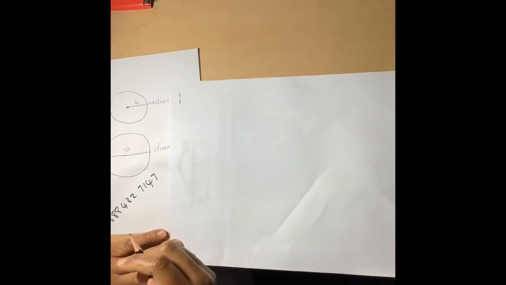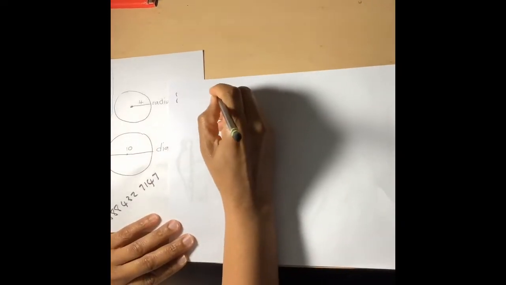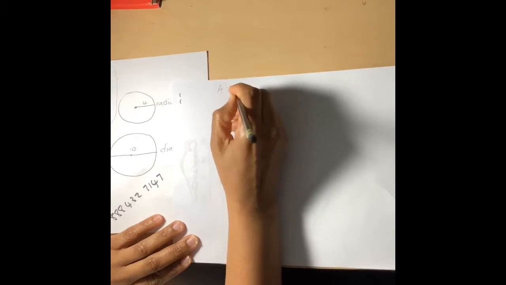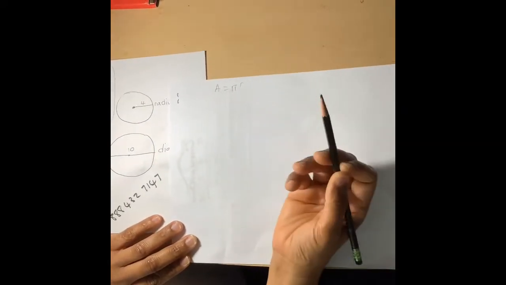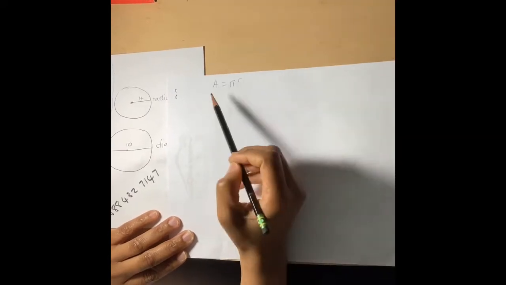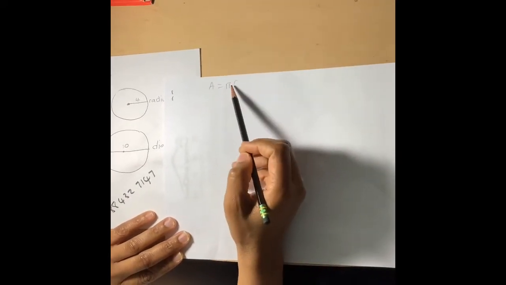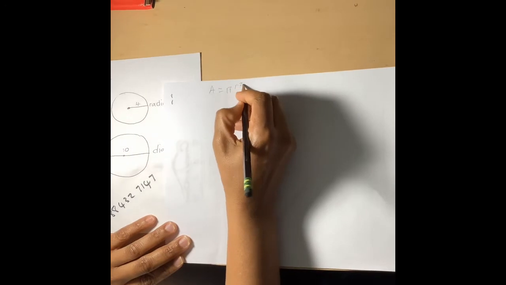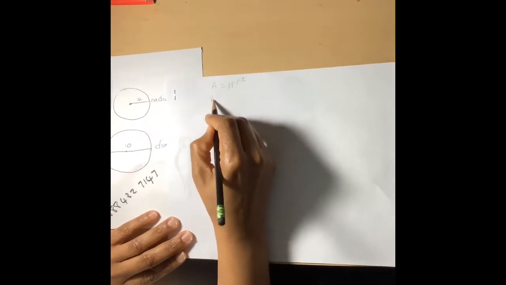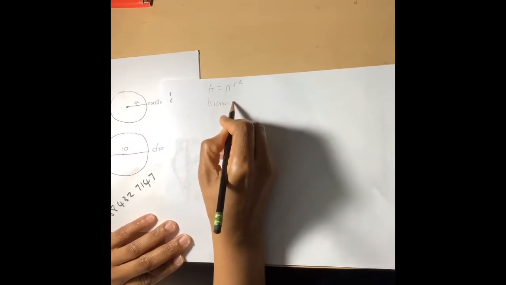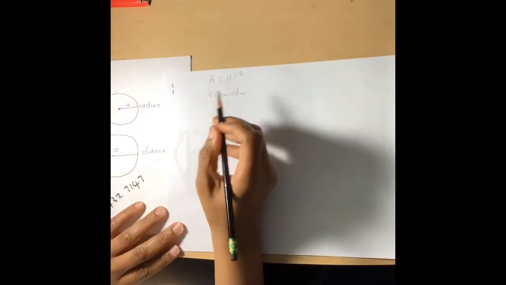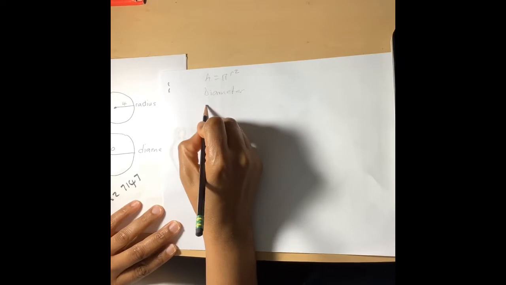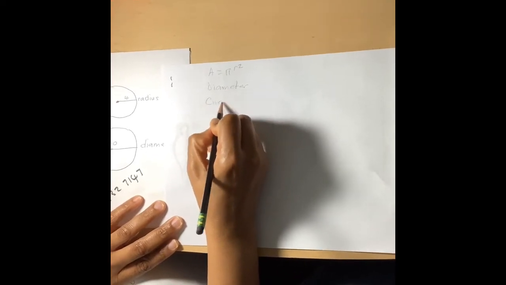The last time we did area of a circle, and we know that area of a circle is pi r squared. And we basically learned how to calculate the area of a circle given the radius and given the diameter. So as promised, today we're going to learn to find the area of a circle given the circumference.